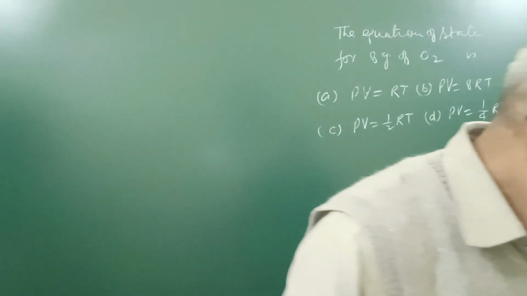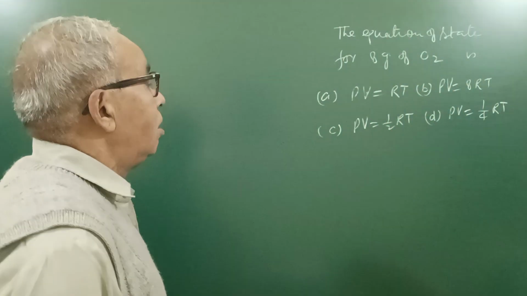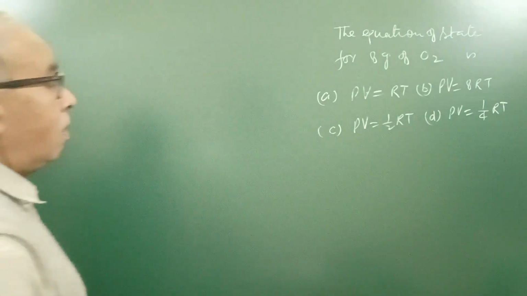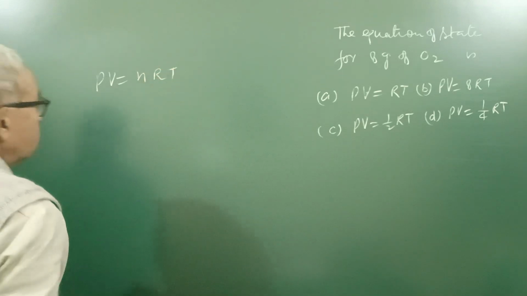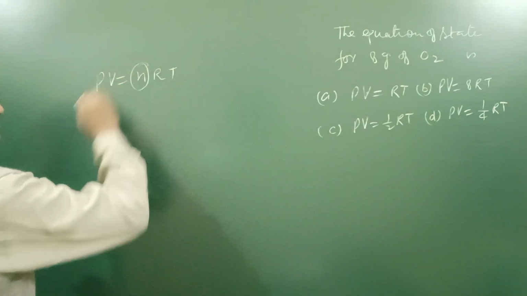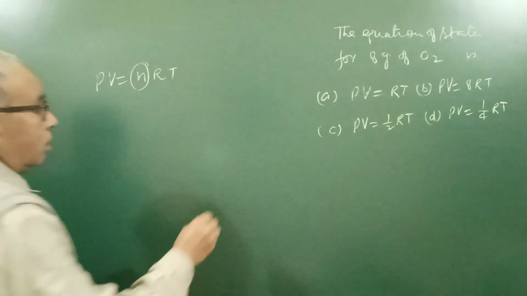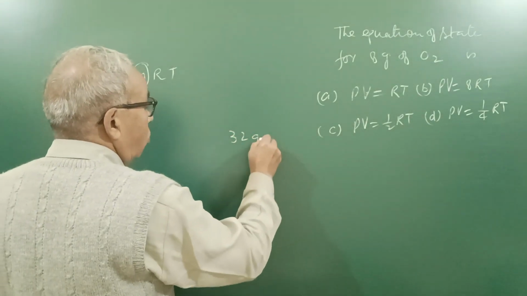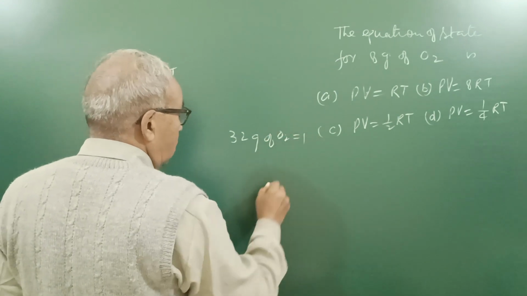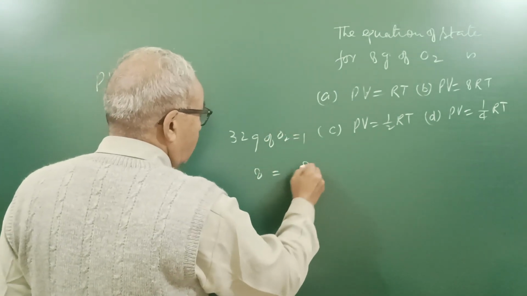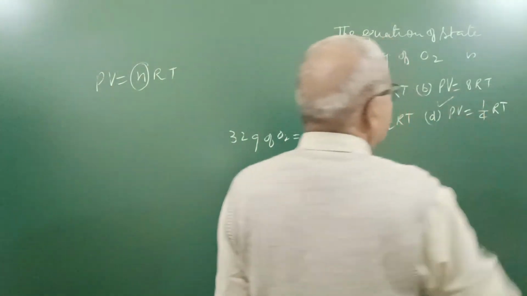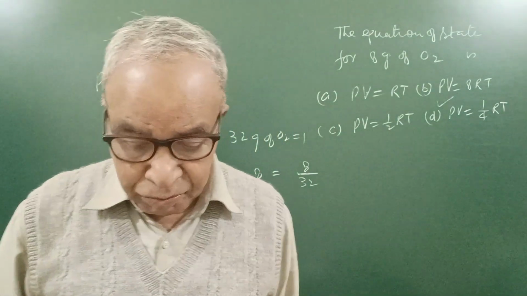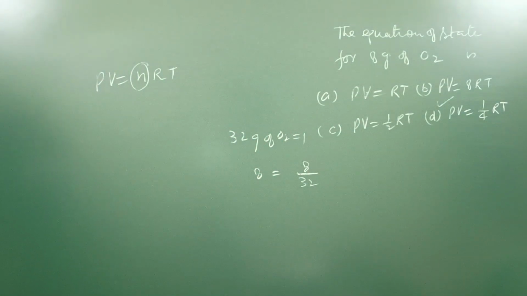So here the question is: the equation of state corresponding to 8 gram of oxygen is? You know, the equation of a gas we generally write as PV = nRT. Here n represents the number of moles, and 32 gram of O2 is 1 mole. So 8 gram equals 8 upon 32, that is 1 by 4. So simple question, just for revising. So option D is correct. This is a simple question, but important also.